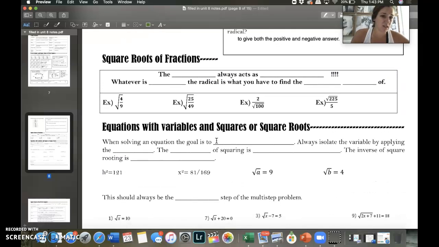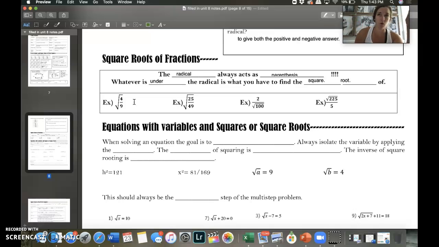Okay, so now we're looking at square roots of fractions. You're probably never going to see this, and if you do, I don't know, here you are. We're prepared. Okay, so the radical, which is the symbol, always acts as parentheses. Whatever is inside, or let's say under the radical, is what you have to find the square root of.